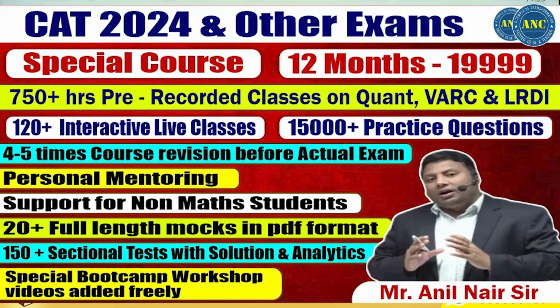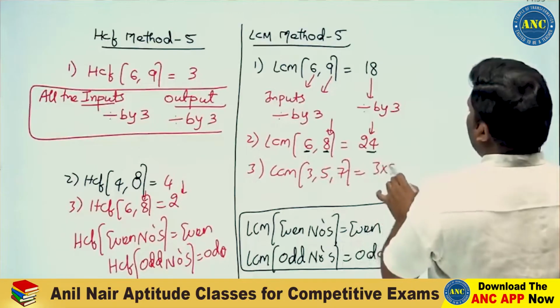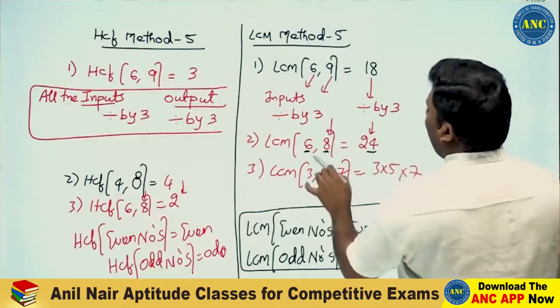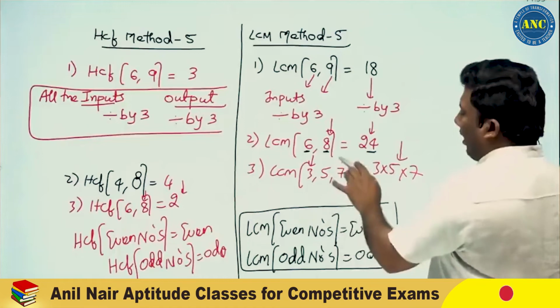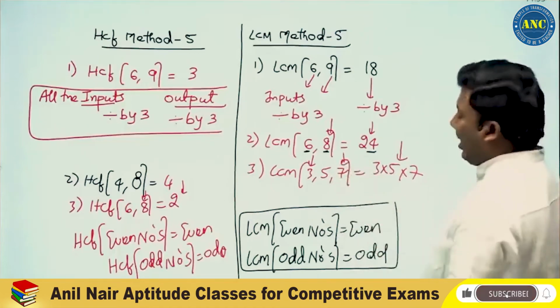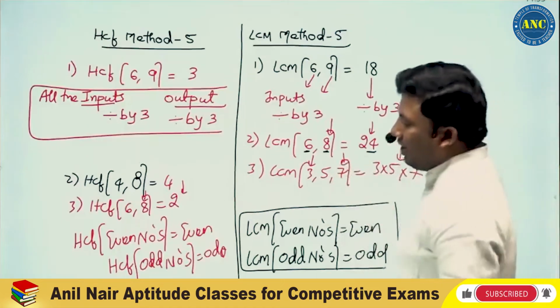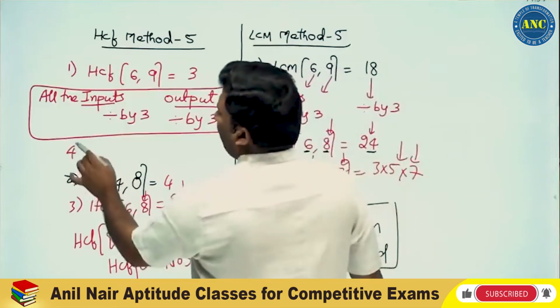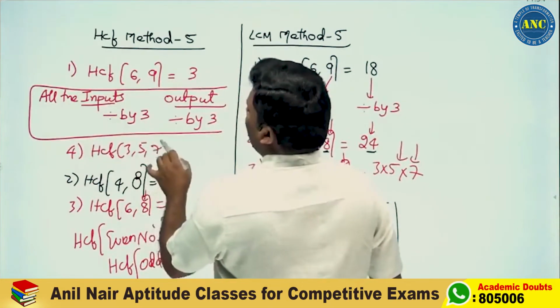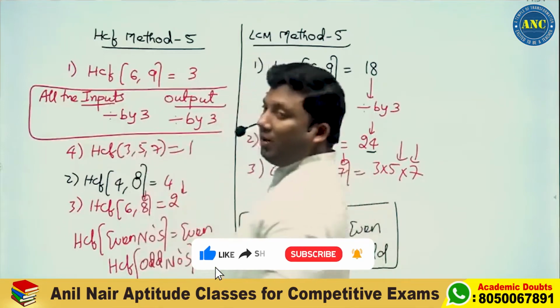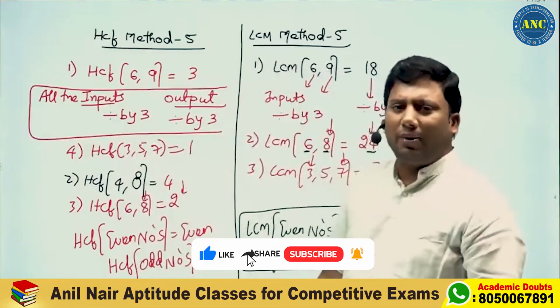See here, LCM of 3, 5 and 7. They are co-primes, so it is 3 into 5 into 7. One of them is divisible by 3, the answer is divisible by 3. One of them is divisible by 7, the answer is divisible by 7. HCF of 3, 5 and 7 is 1. One of them is divisible by 3. Is the answer divisible by 3? No.